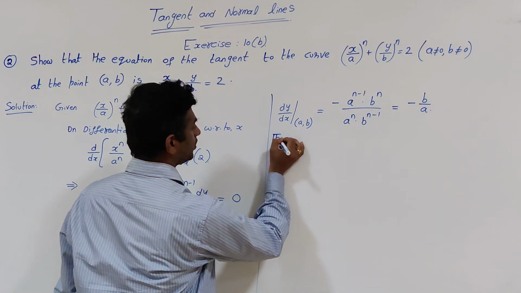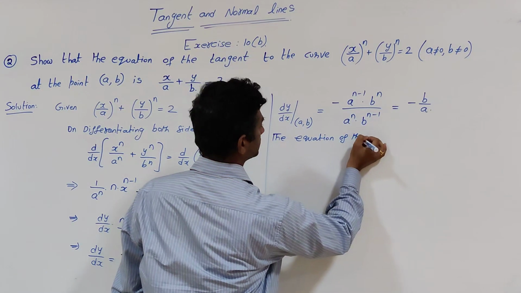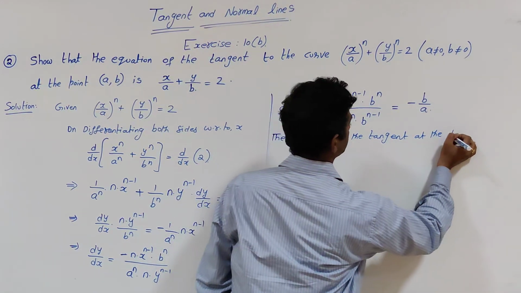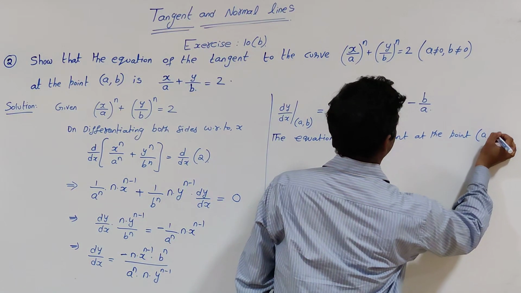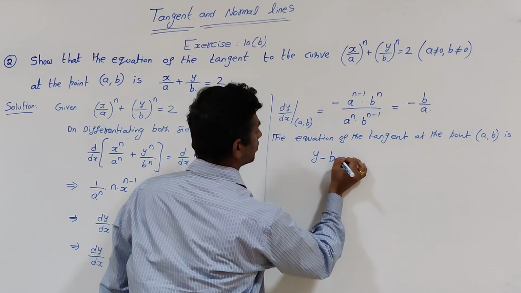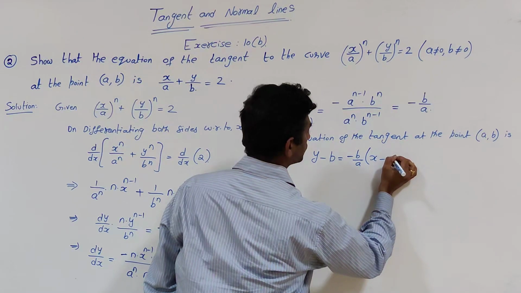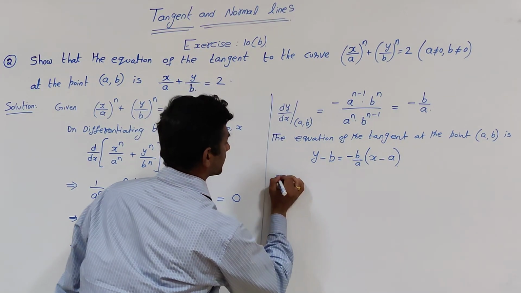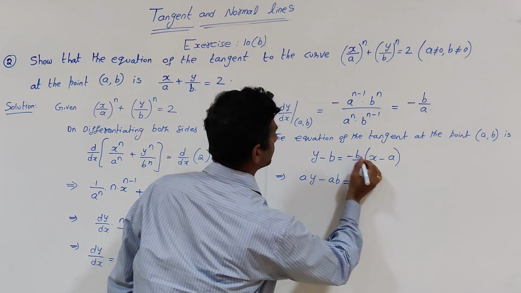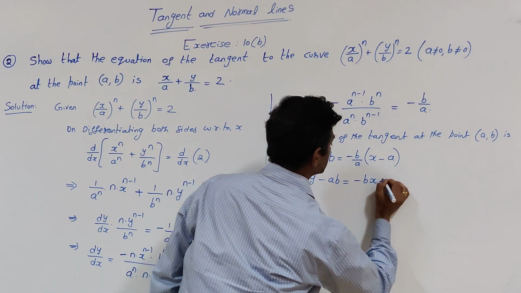Now the equation of the tangent at the point (a, b) is y minus y1, y minus b is equal to slope m, minus b by a, times x minus x1, that is a. So take the cross product. ay minus ab is equal to minus bx, minus b into x is minus bx, minus into minus becomes plus ab.